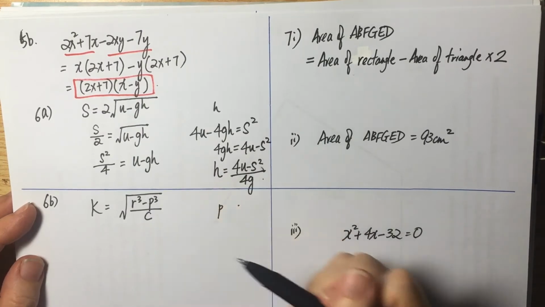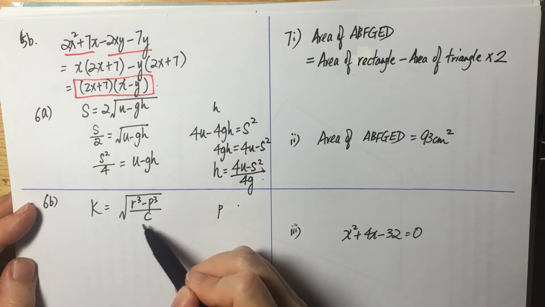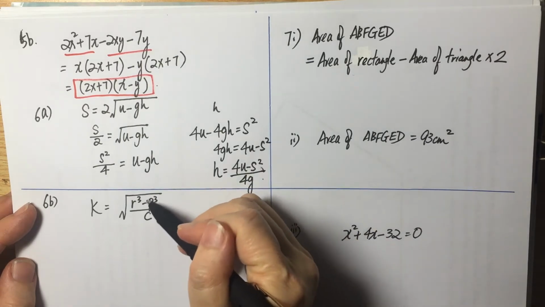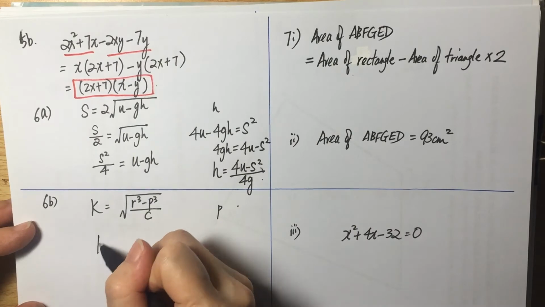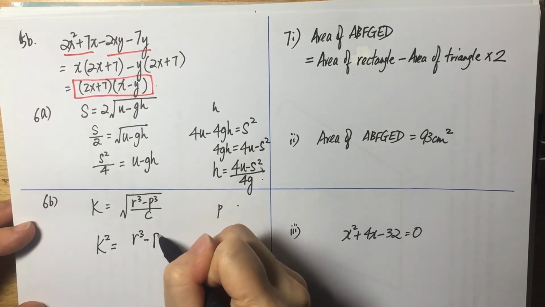Next one, p cubed. So p cubed, add r cubed, divide by c, take square root, then you get your k. So to do the reverse, to find out what p is, make p the subject, the first thing we need to do is squaring. Okay, squaring both sides.